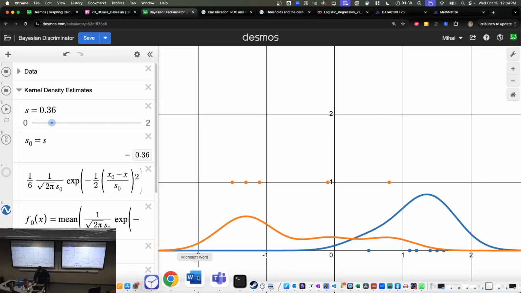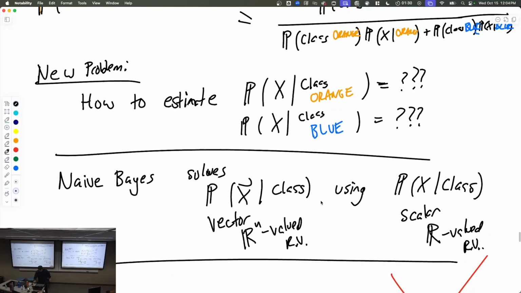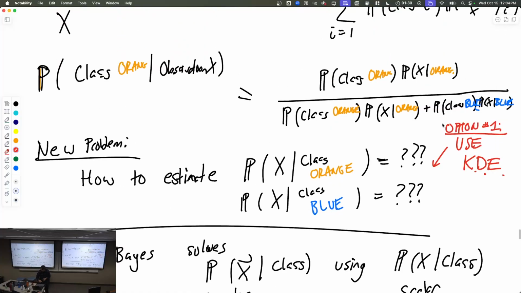All right, fantastic. So now we go back to our little thing, and we say how to estimate, and we go and we write answer, use KDE. This is like option one. Option number one. We're going to see some other options in a minute. Use KDE. Okay, and if you use KDE, now you have these things, and you can combine them. You plug into this formula, and the formula will tell you the classifier, the probability of being class orange versus being class blue. I'm just going to plug these formulas in, and that looks like this.